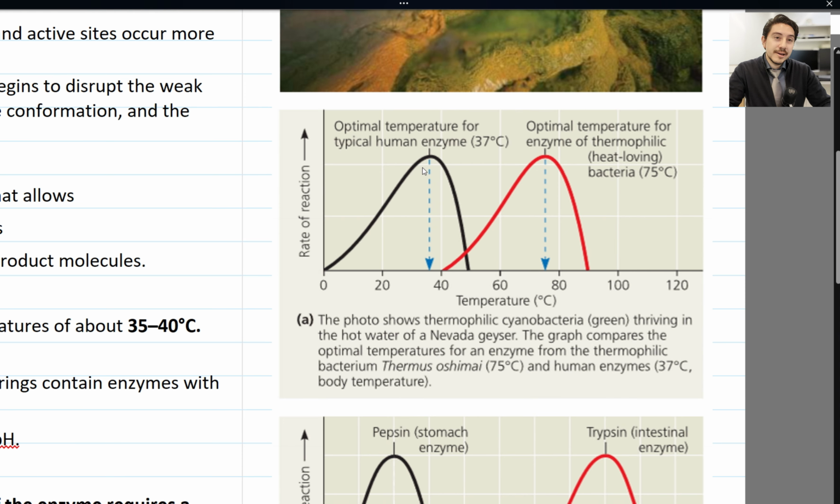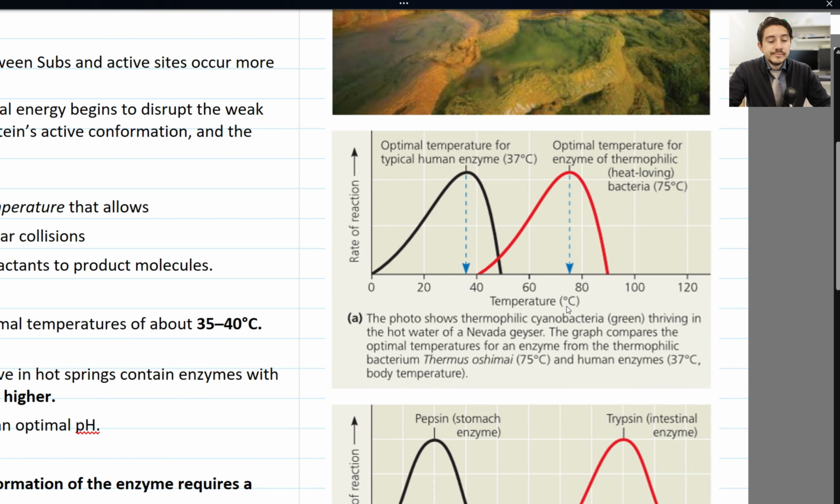You do have a tolerance range where you have optimized work here. Human enzymes around 30 degrees Celsius, right? Then as you get out of this range, the rate of the reaction quickly goes down. Heat-loving thermophilic bacteria, 75 degrees. As you get out of that, the reaction rates will go down.